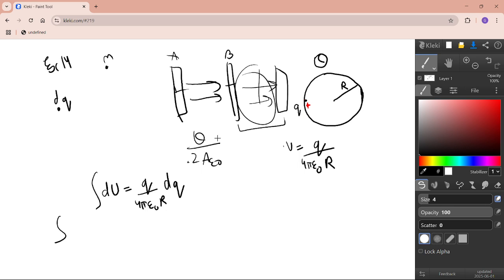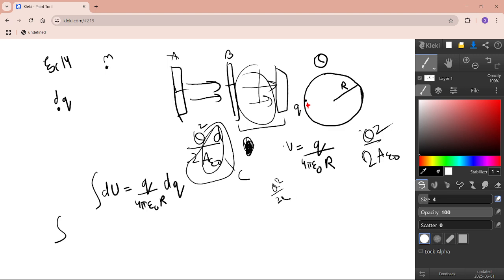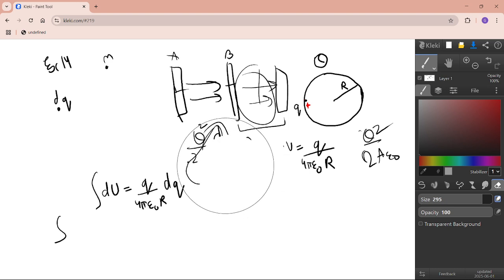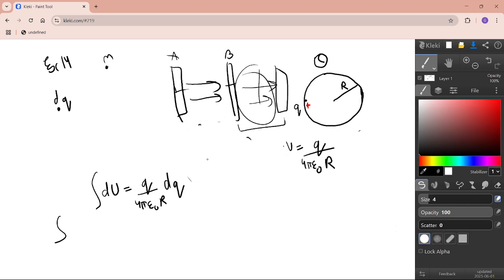The field is Q upon 2 epsilon naught A, and if the distance is changed to d, then this whole becomes A epsilon naught upon d, which becomes C. And of course, the force is QE. So the electric field intensity is Q upon A epsilon naught, and you multiply it with the charge, so it becomes Q square by 2C, which is the potential energy. It's basically the stored energy. You can have it another way.